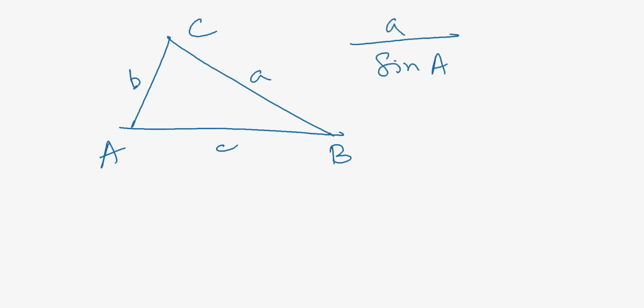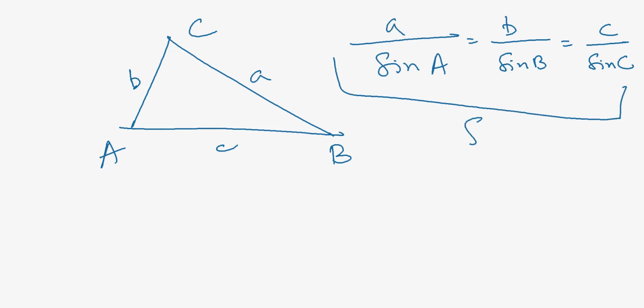For any triangle, let's say ABC, with sides a, b and c, we say a over sine A is equal to b over sine B. We could prove the other one also, c over sine C. This is called the sine rule. Are you okay? So we have derived all the three cosine rules and the sine rule also, and we know how it works.